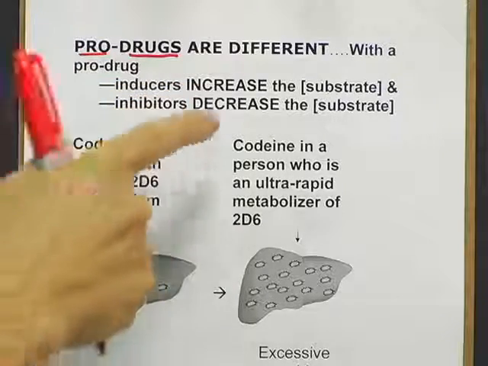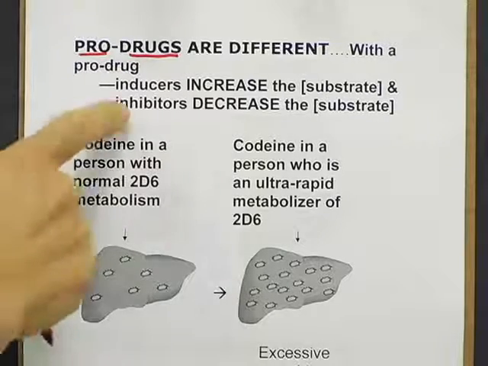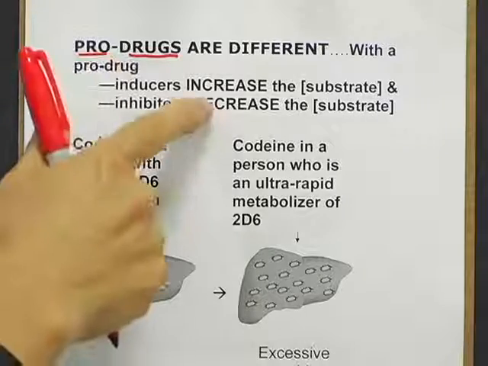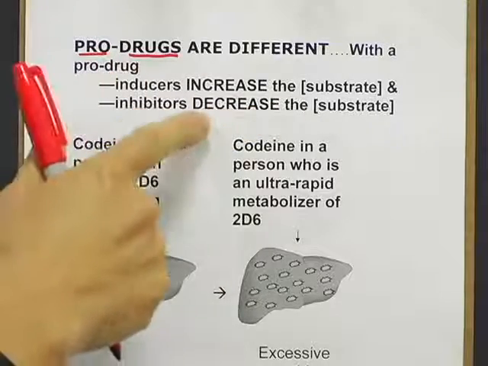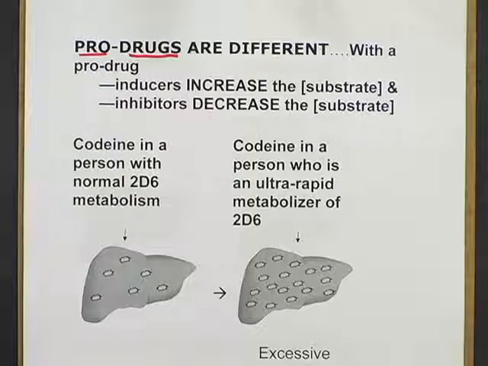Inducers will increase the substrate. Remember, inducers usually decrease the substrate drug, like rifampin. Inhibitors with prodrugs will decrease the substrate. Inhibitors usually increase the substrate. So you can see prodrugs have the opposite effect.